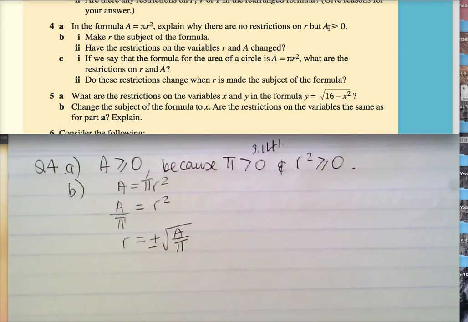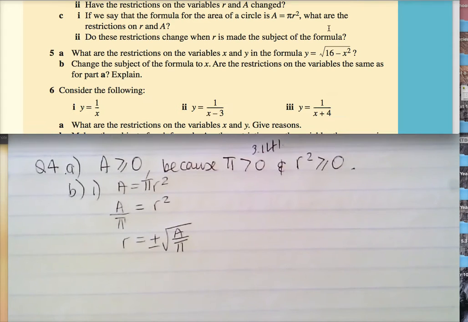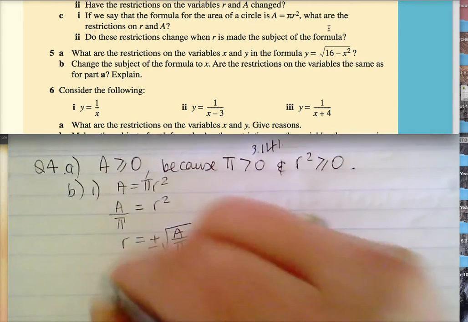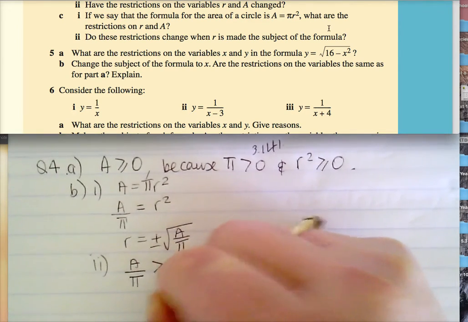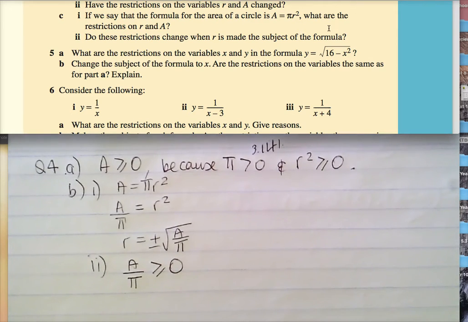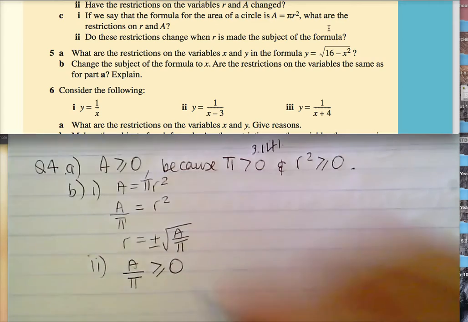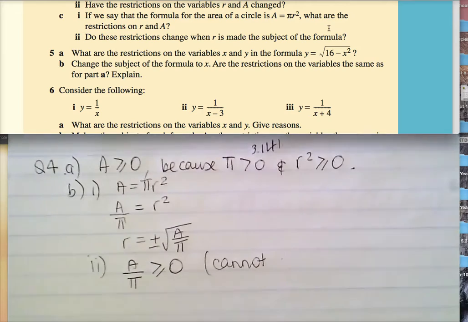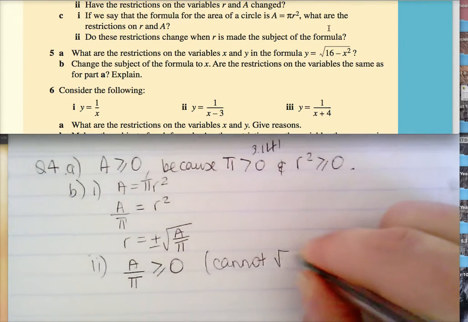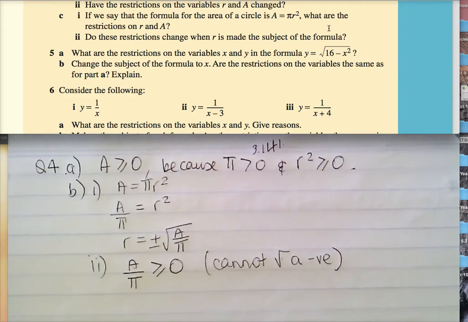So it says to make r the subject of the formula in part 1. And then it says, have the restrictions on the variables r and a changed? Girls, can you take the square root of a negative number? Okay, girls, this is a bit tricky. We know that a over pi has to be greater than or equal to 0. Why? Because you cannot square root a negative number. So it depends on how the formula is arranged as to what the restrictions are. Yes, you can square root 0.